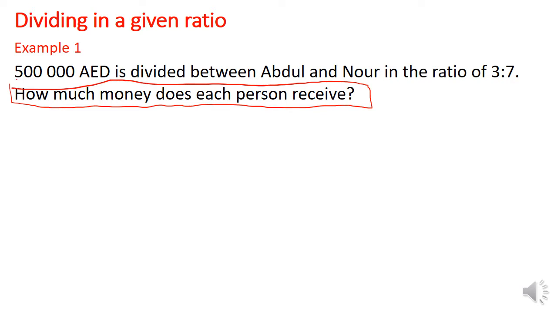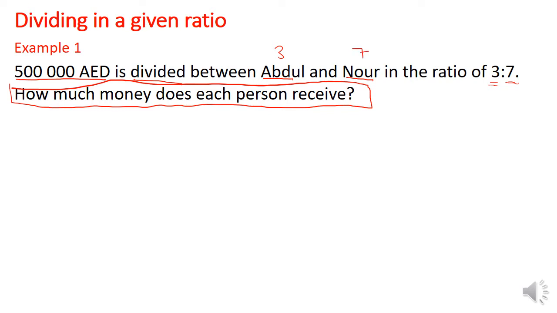So the important information is we have 500,000 dirhams and it's divided between Abdul and Noor, and it's in the ratio of 3 to 7. So they're not dividing it equally between themselves. It's in the same order that appears. So Abdul is appearing first, then Noor, and with the ratio it's 3 to 7. So Abdul is getting 3 parts and Noor is getting 7 parts.